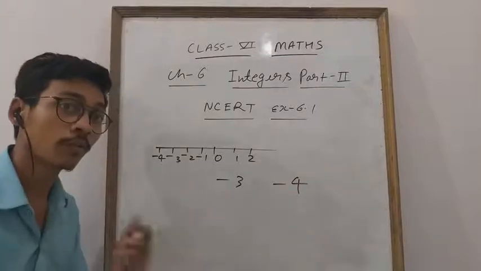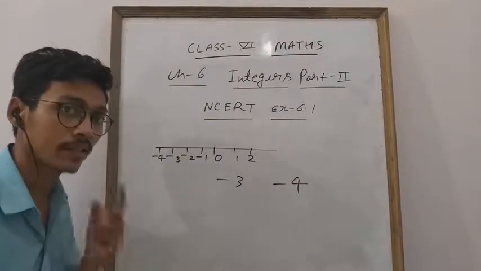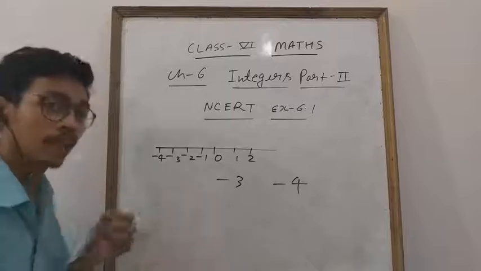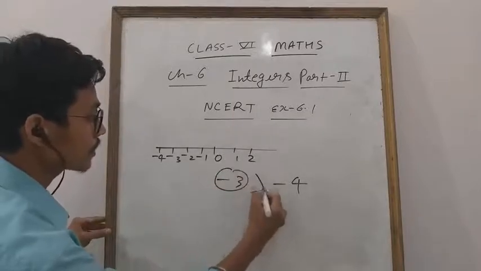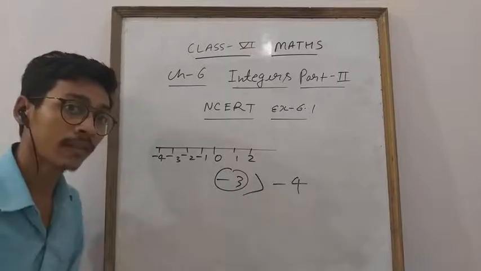Okay everyone? So which one is greater? Which is coming first? In negative, which one is greater? Which is coming first? -3. It means this will be greater. Why? What is the concept behind it?